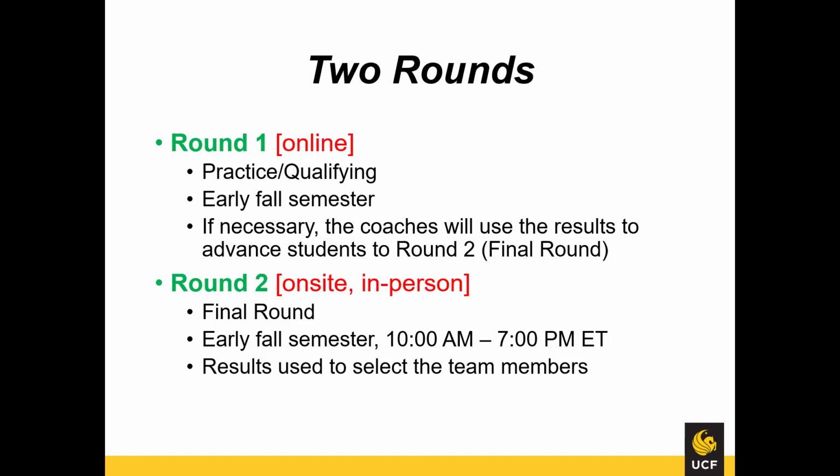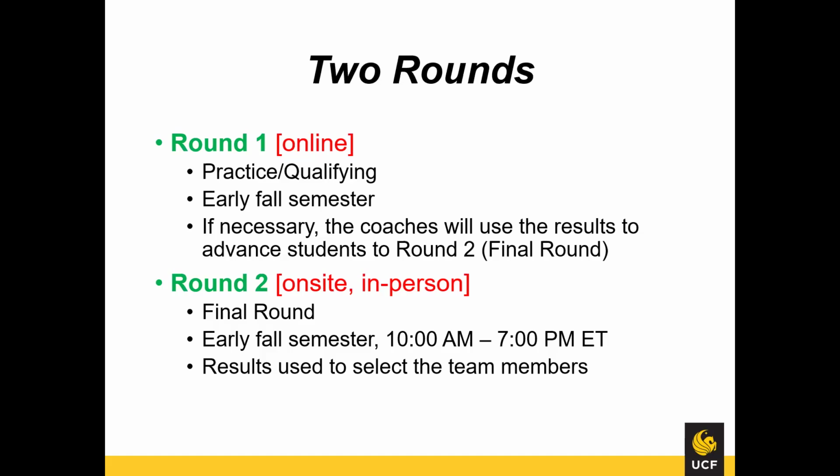And also the other reason for round 1, for round 2, we do it in person. So we request a lab, and the lab has a capacity, and we cannot exceed that capacity. So if there are more students in round 1 than we can fit in the lab we have for round 2, the coaches use the result of round 1 to determine who advances to second round.